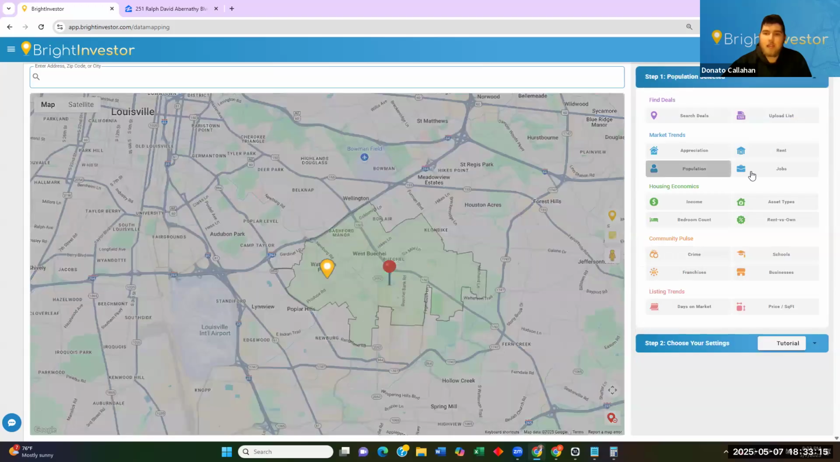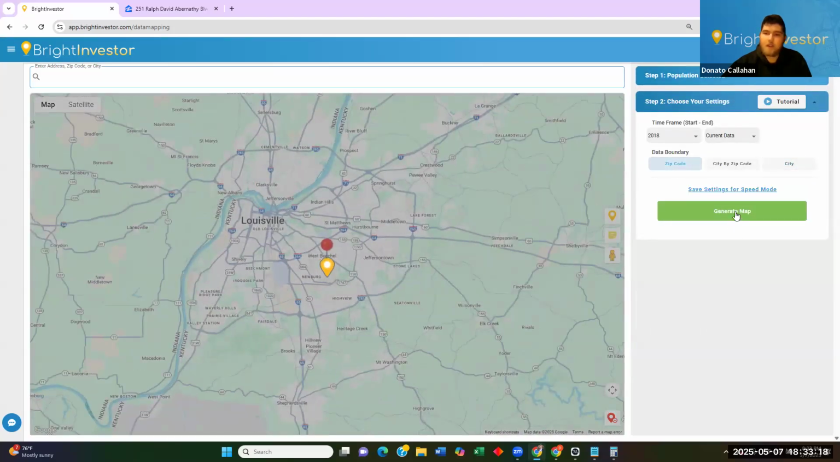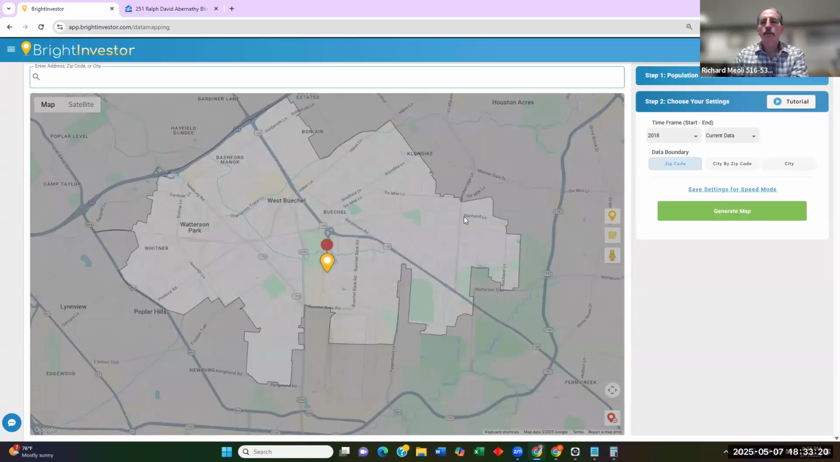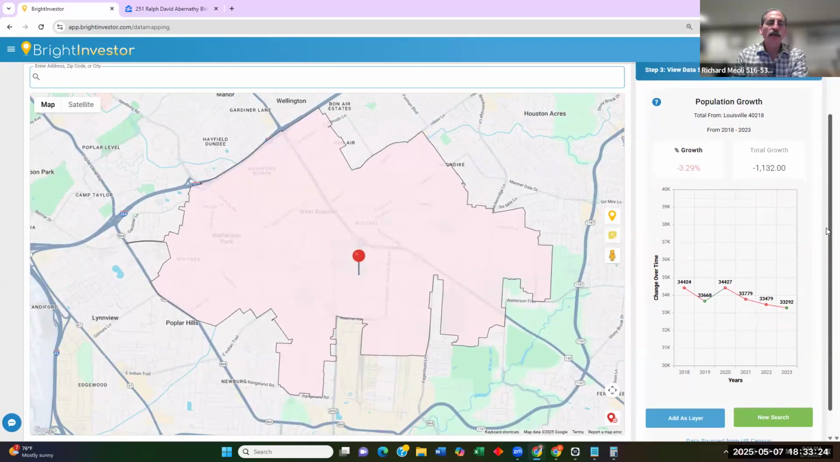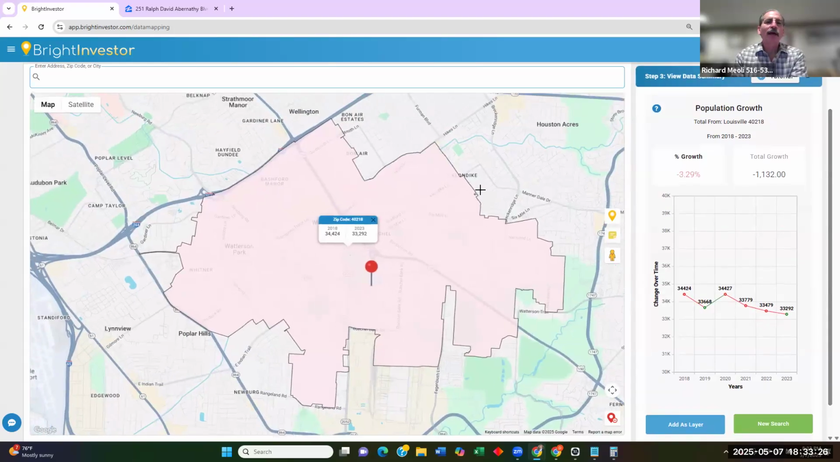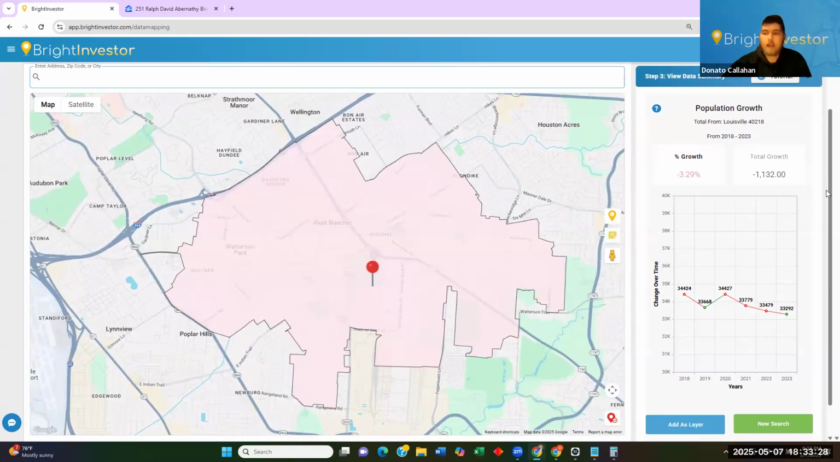Now I'm going to check out the population growth. Is this for homes or apartments, or both? This is taking into consideration single family homes and multifamily rentals, correct? Yeah. Okay, residential markets.